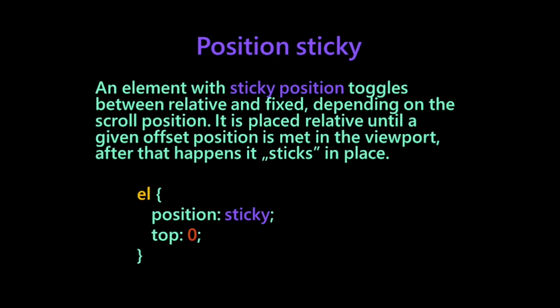Position sticky. An element with sticky position toggles between relative and fixed depending on the scroll position. It is placed relative until a given offset position is met in the viewport. After that happens, it sticks in place. This element has position sticky and it sticks to the top of the viewport.